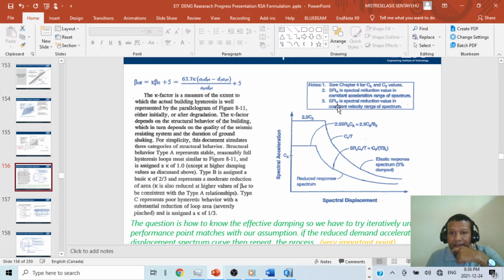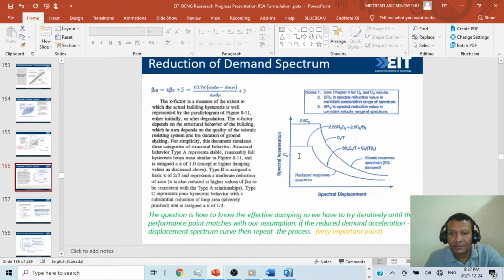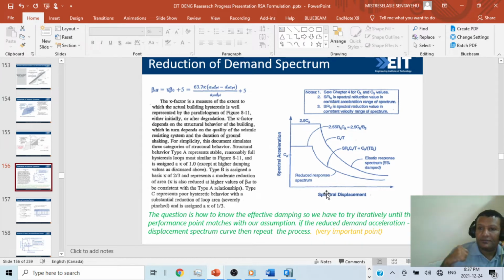So if you know SRA and SRV, directly you multiply with the constant acceleration and constant velocity curve, and we will reduce it, and we will apply your capacity curve, and you can find the performance point. So this is a reduced spectrum. You can see here, see chapter 4 for CA and CV. What is CA, what is CV? Because this will be found from table.